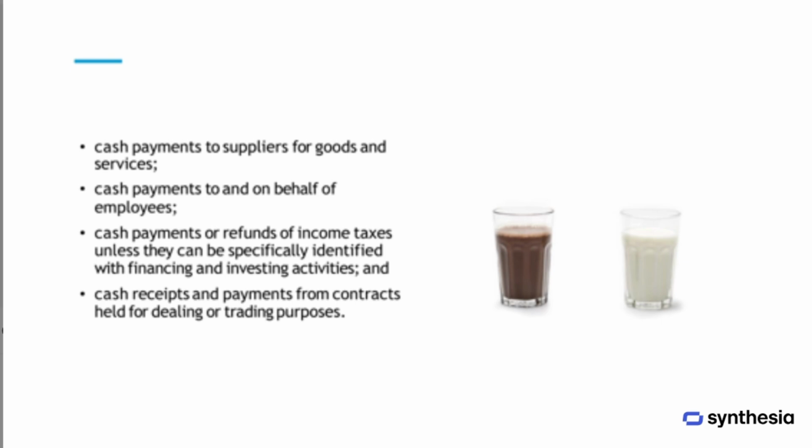Additionally, they include cash payments made to suppliers for goods and services, as well as payments to and on behalf of employees. Cash payments or refunds of income taxes are also part of operating activities, unless they can be specifically identified with financing or investing activities. Lastly, cash flows related to contracts held for dealing or trading purposes are included as operating cash flows.